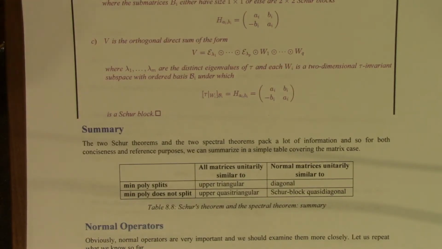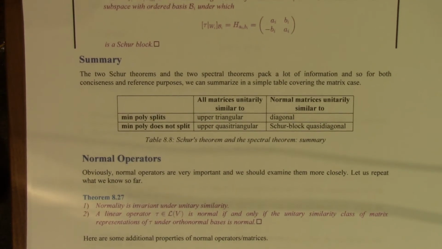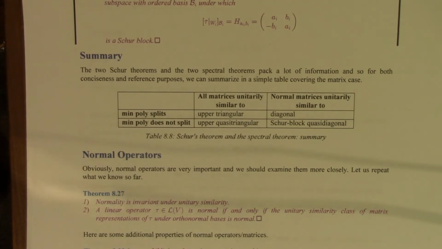The spectral theorem has told us that if we expect a linear operator to have a diagonal or a Schur block quasi-diagonal matrix representation, then the operator must be normal. So normality is clearly an important property, and we should explore it a little more carefully.